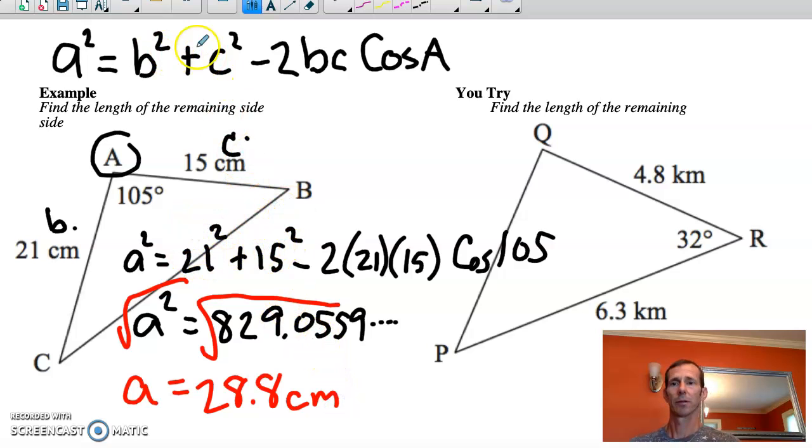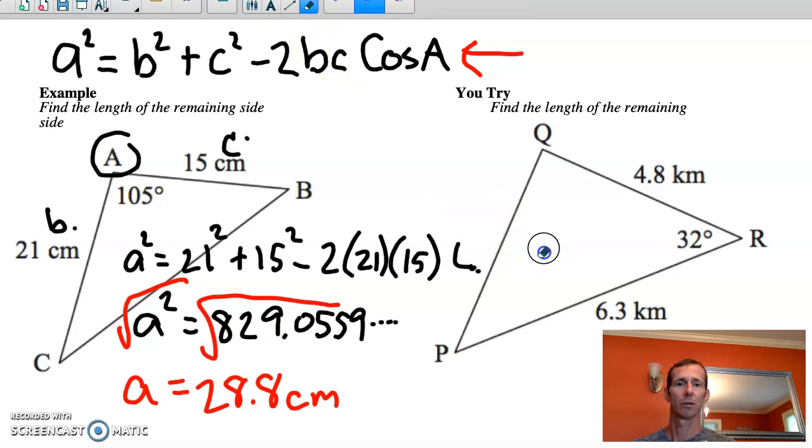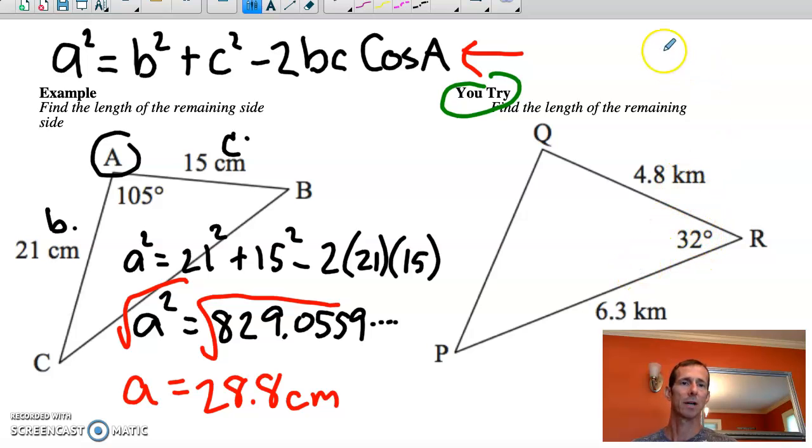So again, this formula is on your formula sheet. You do not need to memorize it, but you do need to understand that this angle is in between these two sides, or that this angle that you're missing is opposite the side you're trying to find. So you are going to pause the video right now. I'm going to erase this just so you can see. And you are going to make an attempt. Here it is, you try: find the length of the remaining side. That side is supposed to be written over here. And again, this is the angle. It's in between the two sides.